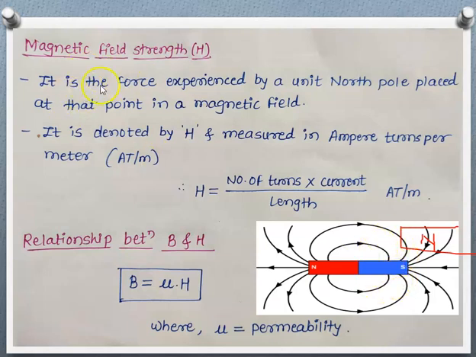Then we have a relation between this magnetic flux density B and magnetic field strength H. B is equal to mu into H, where B is the magnetic flux density or magnetic field density, H is the magnetic field strength. Then this mu will be the permeability of the material. The value of mu depends upon the permeability of the material.